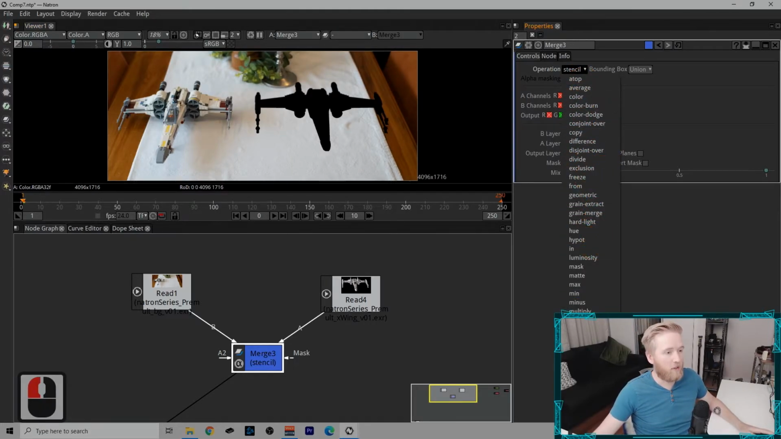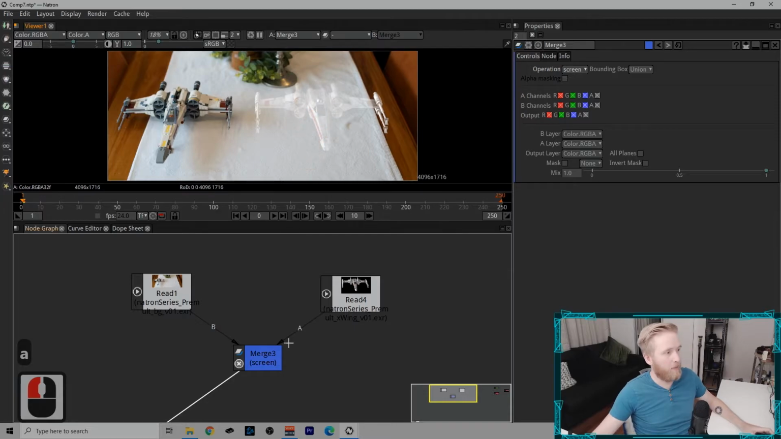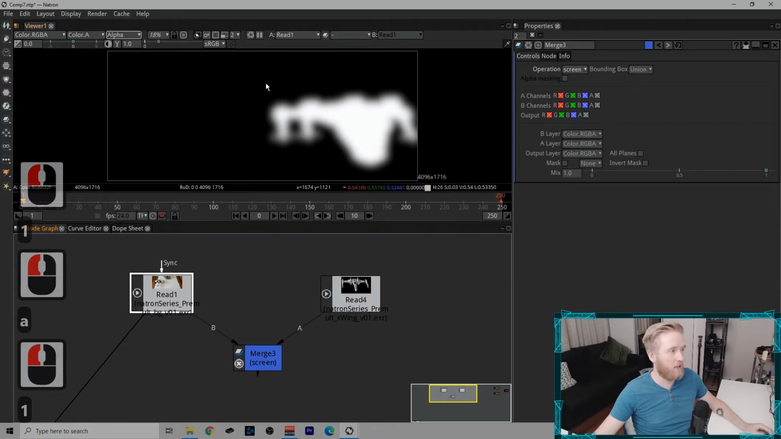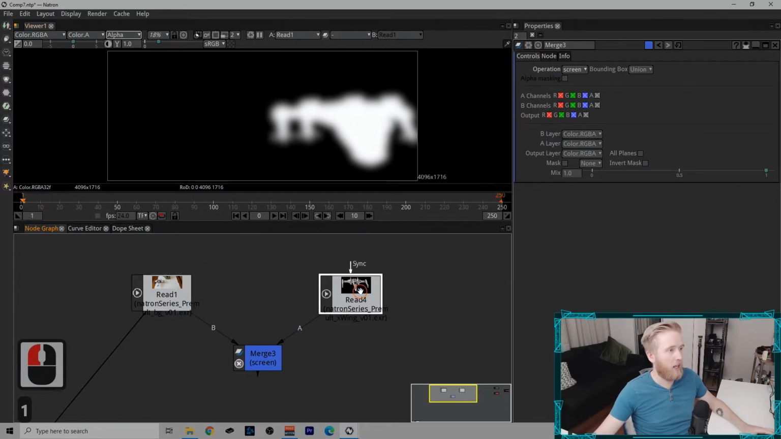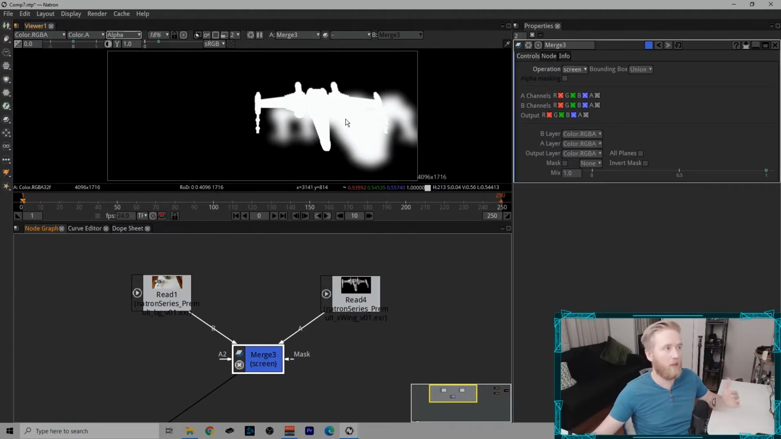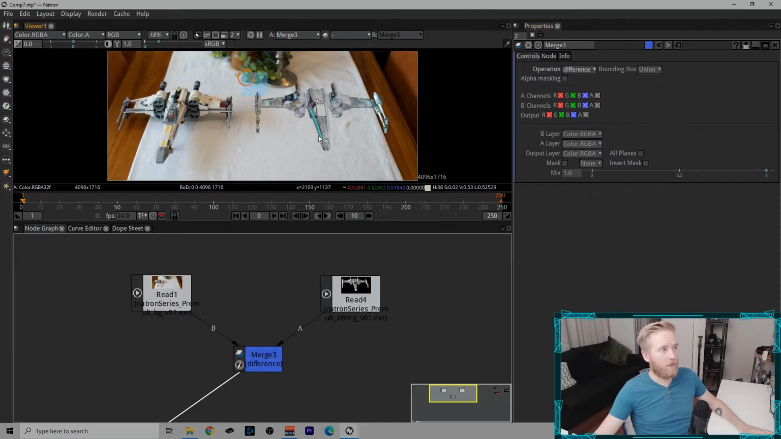We also have screen, which is kind of like the invert of stencil, especially when dealing with mats. So dealing with mats, this is my alpha channel from the background, and this is my alpha channel from the over. Screen just adds them together, but without going over a value of 1. So it's a good way of keeping your mats in a reasonable range, but also combining them in a nice way. We've got difference, which we just used before. It's more good for debugging or some sort of difference keys you can get. It can be quite handy to use.